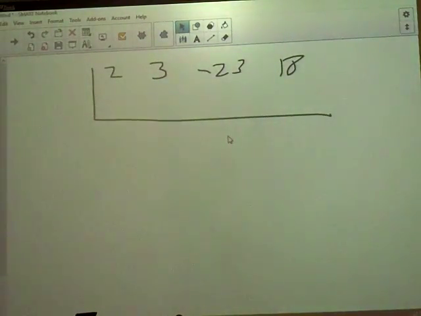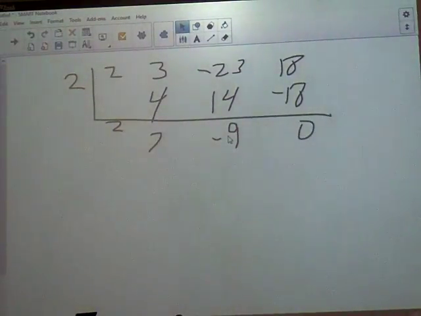2, -2. That's 2. I want 1. Pick one. Just 2, okay? Thank you. Drop my 2. 2 times 2 is 4. I add and get 7. 7 times 2 is 14. I add and get -9. -9 times 2 is -18. I add and get 0. Good job. So 2 works.